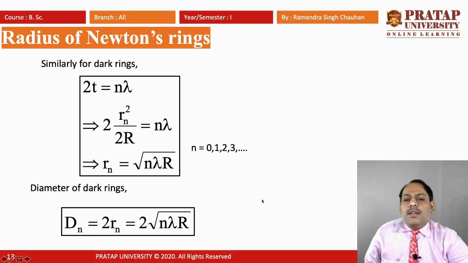So from here we can say that the diameter of bright rings is proportional to the square root of odd natural numbers, and the diameter of dark rings is proportional to the square root of natural numbers.